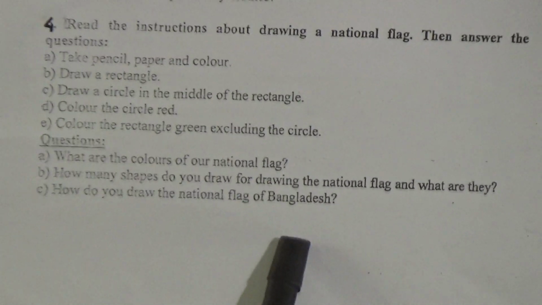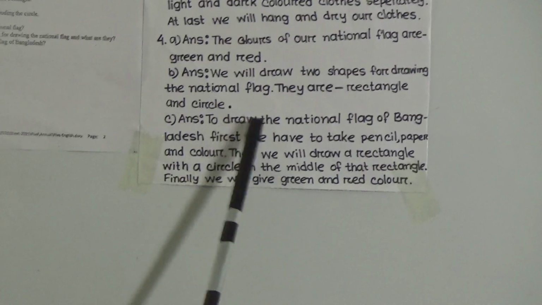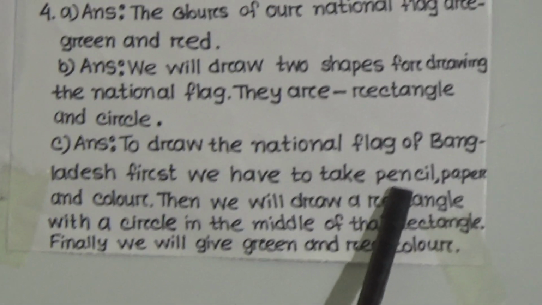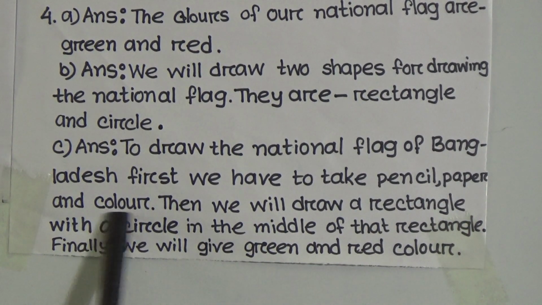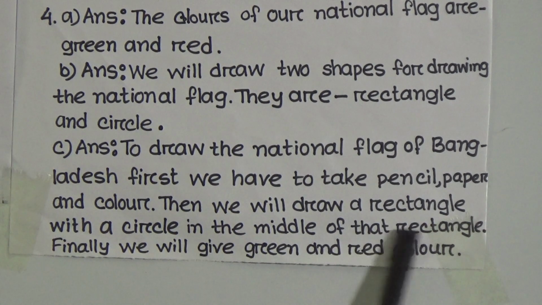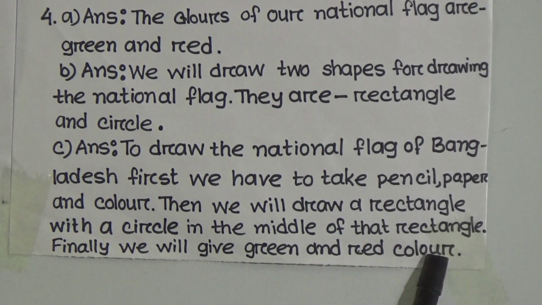So how can we write the answer of this question? Look, here I have written the answer. You can write like this. To draw the national flag of Bangladesh, first we have to take pencil, paper and color. Then we will draw a rectangle with a circle in the middle of that rectangle. Finally, we will give green and red color.